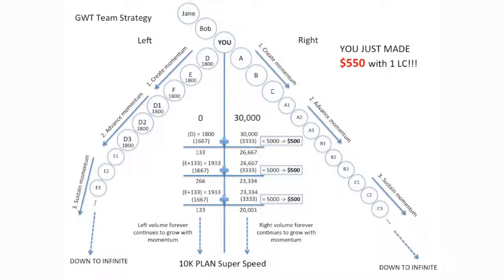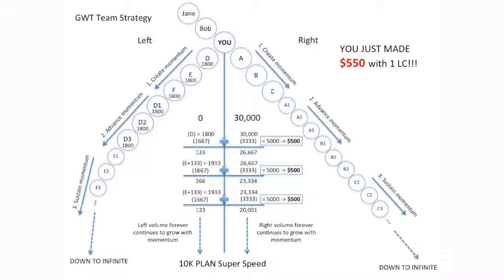And to show you exactly how much you're going to make by adopting this team strategy, when D joined, of course, as a diamond, we all know that D will give you 1,800 points. So on the right side, you have 30,000 points. On the left side, you have 1,800 points. And again, the 5,000 points the system will find on a weekly basis, it will take a third of that, which is 1,667 on the smaller side, being the left side. It will take 3,333 on the bigger side, which is the right side. That total is going to be 5,000 points. It pays you up to $500.